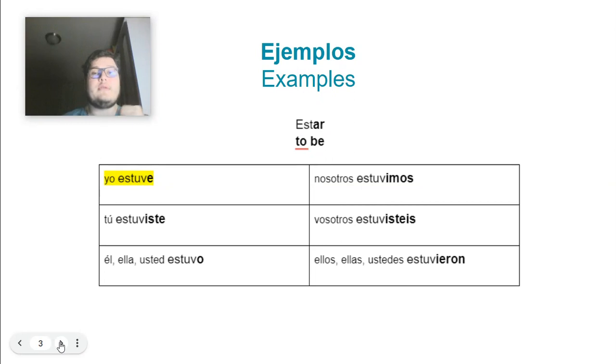just to consider this because it's going to help you to memorize and how to use the proper simple past conjugation in Spanish. So the verb estar, that it means to be. We are going to say yo estuve, tú estuviste, él, ella, usted estuvo, nosotros estuvimos, vosotros estuvisteis, ellos, ellas, ustedes estuvieron.